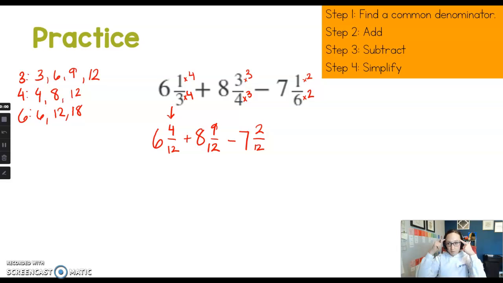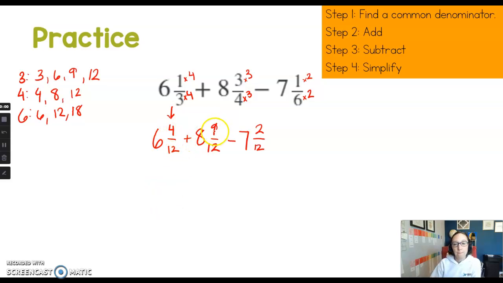And now I think about my order of operations. Think back a couple units. When we did add and subtract, it was add and subtract from left to right if you have both. So we have adding and subtracting, and we're just going to go left to right. So I'm going to ignore my 7 and 2/12 for a minute. I'm just going to add these together, and I'm going to start with my fractions.